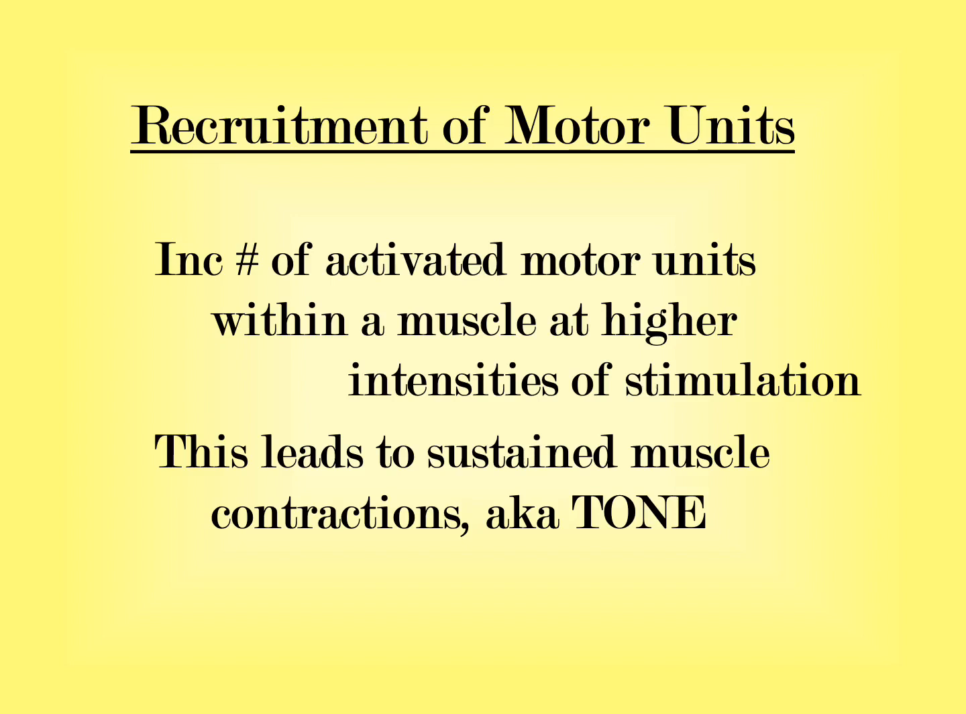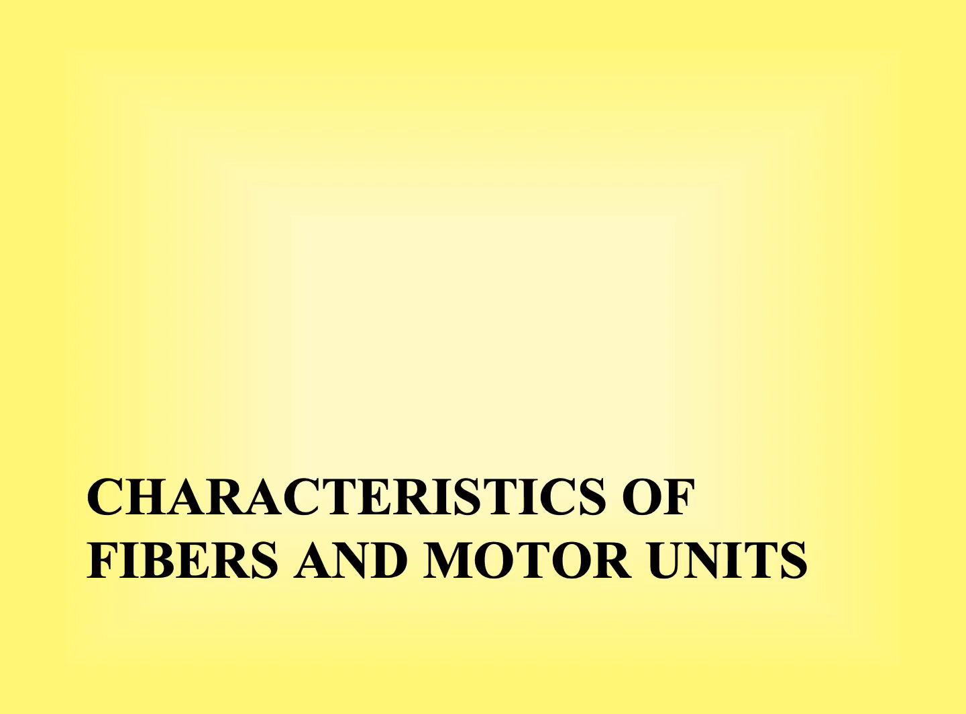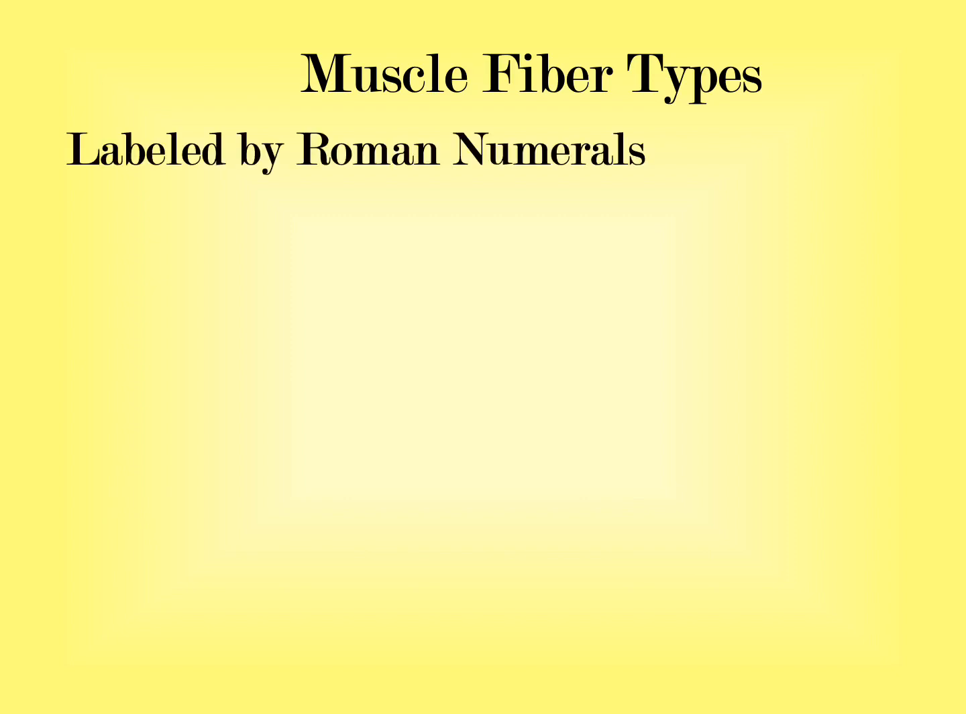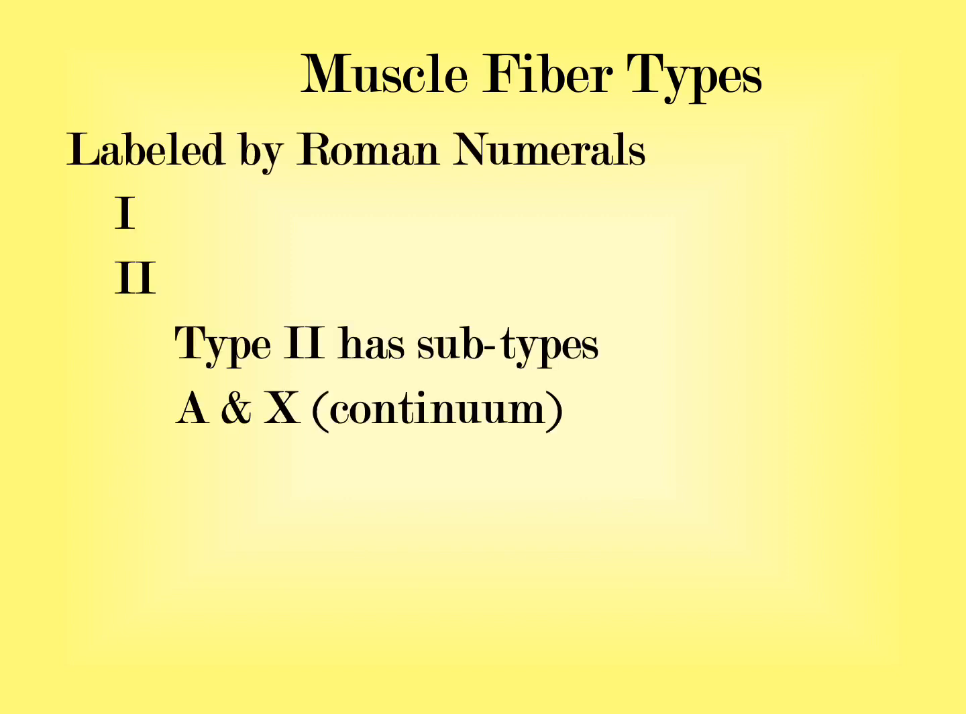However, when we have contraction forms, we will see an increase or a decrease of tone based off of the contraction form that takes place. The way in which this tone is established is based off of the recruitment of the fibers and how those fibers are able to contract and sustain that contraction. In this, we have distinct types of fibers. We reference them by Roman numeral. The general classes are type 1 and type 2.